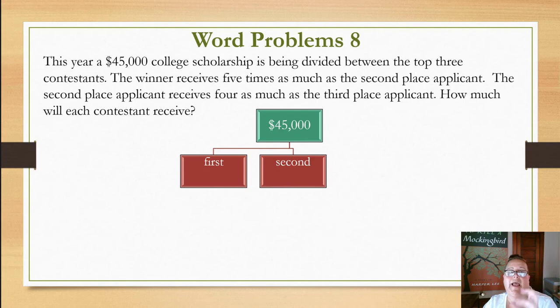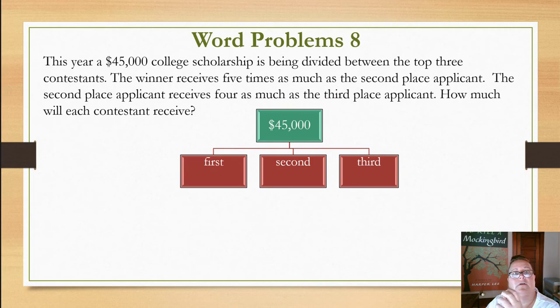So I'm going to put my X at the smallest payout, and the smallest payout is third place, right? What we know from the reading is that the second place winner receives 4 times what the third place did. And if third place is X, then second place would be 4 times that, or 4X. We are also given the information that first place receives 5 times whatever second place did. Since second place was 4X, first place will be 5 times that.